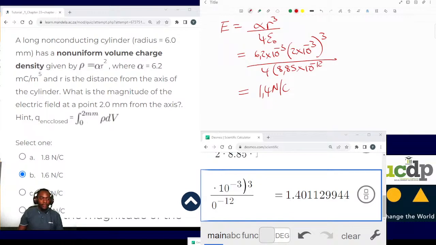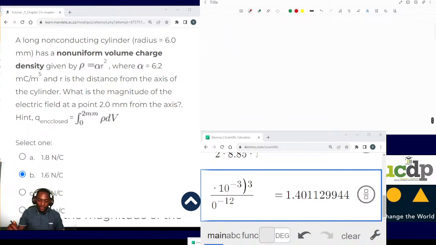Okay, all right, we'll do that right away. So a quick rundown of how we have tackled this question. Remember, the question says we've got a long non-conducting cylinder of radius 6 millimeters, and has a non-uniform volume charge density. So the catch is on the fact that the charge density is non-uniform. That's where the catch is.